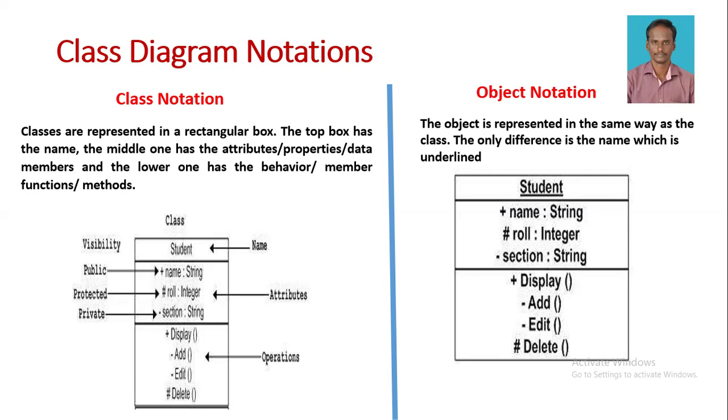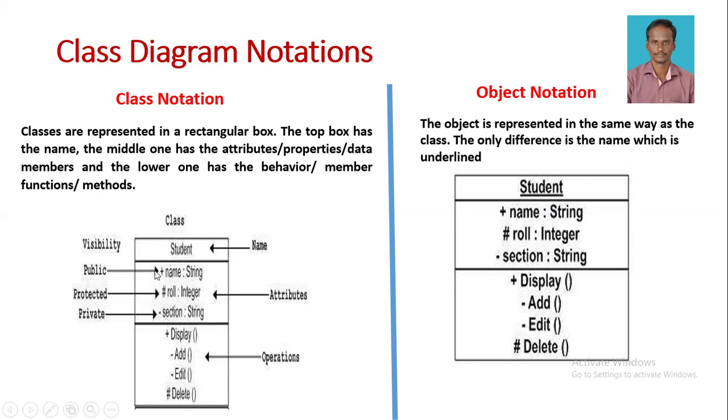So for that, we have drawn one student class diagram. Here, just follow the cursor. The first part, as I already said, represents the class name, so it is the name of the class. The second part of the class diagram is attributes. Here we have three attributes: name, roll number, and section.